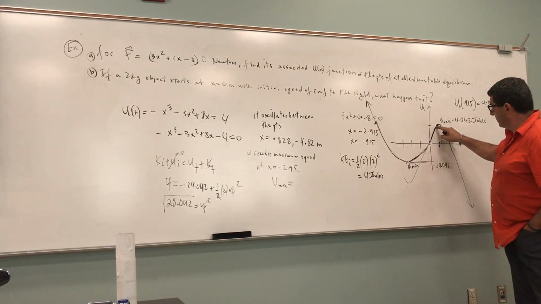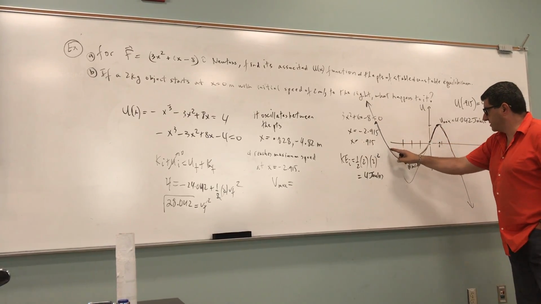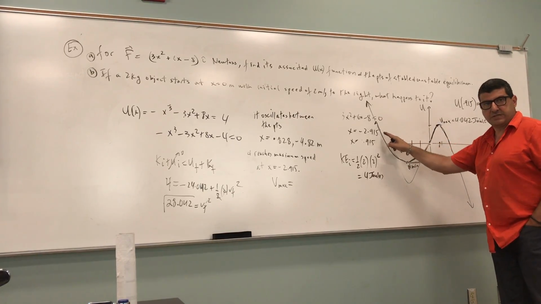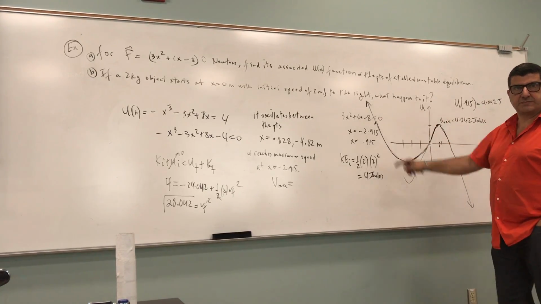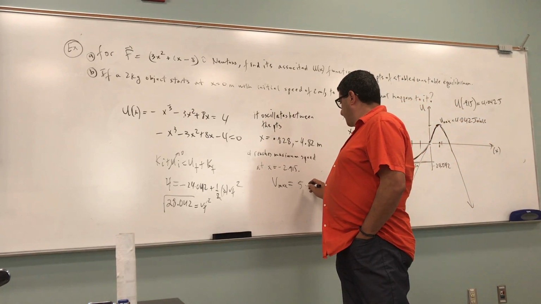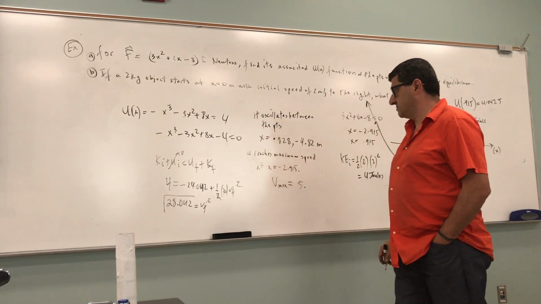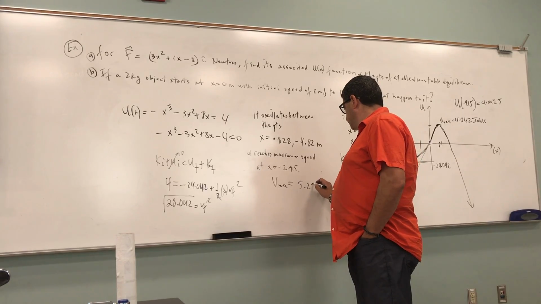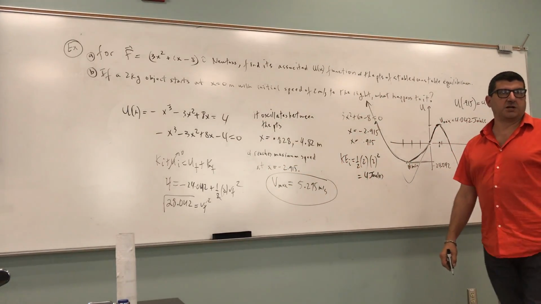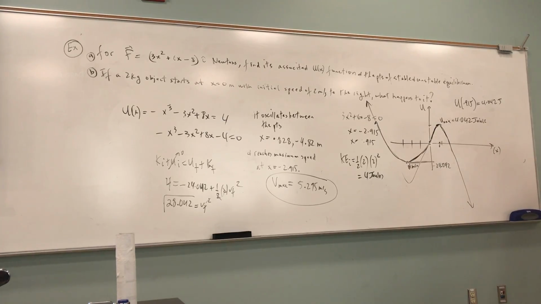So it goes like this, speeds up, slows down to 0, then speeds up, speeds up, speeds up, like that. See? So that's going to be 5 point something, huh? Square root of 28, 5.295. Cool, huh?